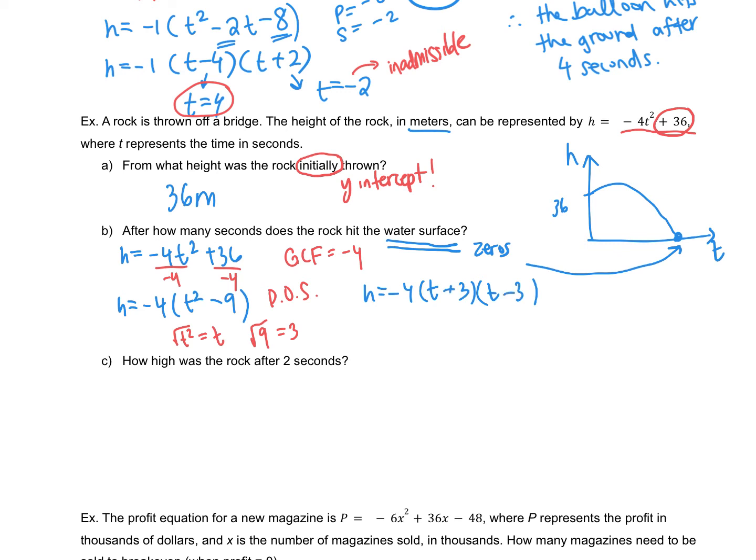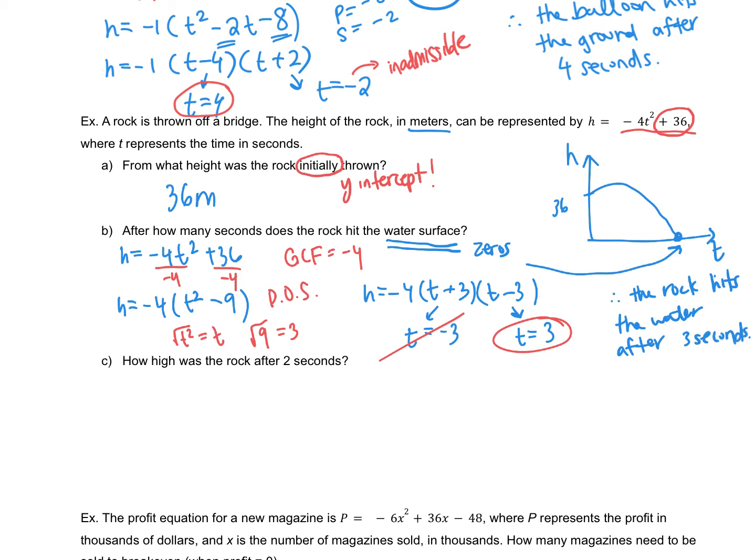One bracket is addition, one bracket is subtraction. So then when I write my zeros, from the first bracket it would be -3, and from the second bracket it would be +3 because I'm taking that opposite sign. This one doesn't make sense, so it's gone, which means just 3 seconds for it to hit the water. Therefore, the rock hits the water after 3 seconds.